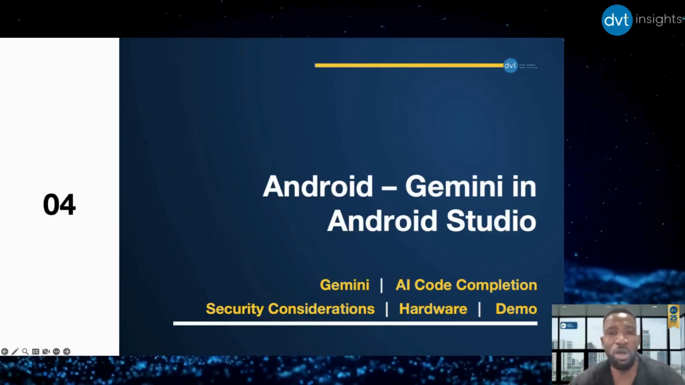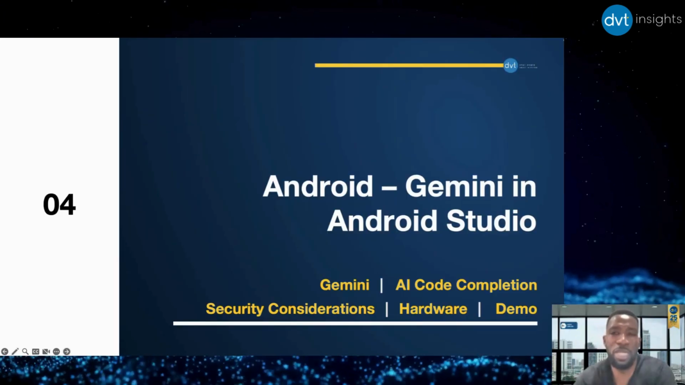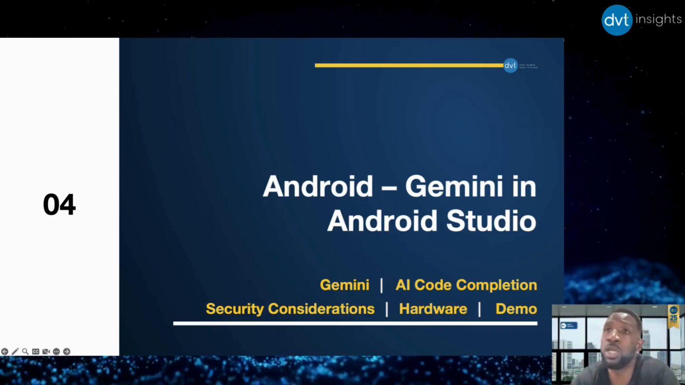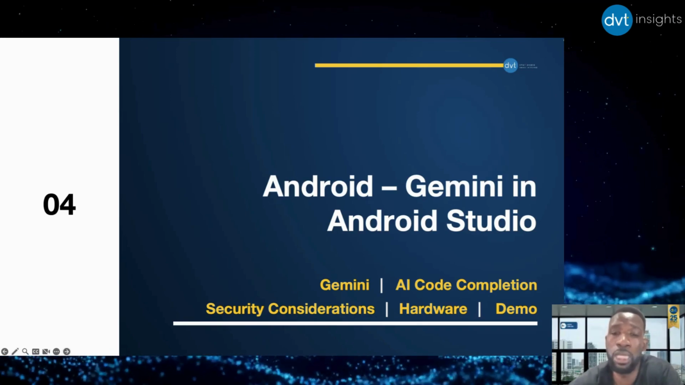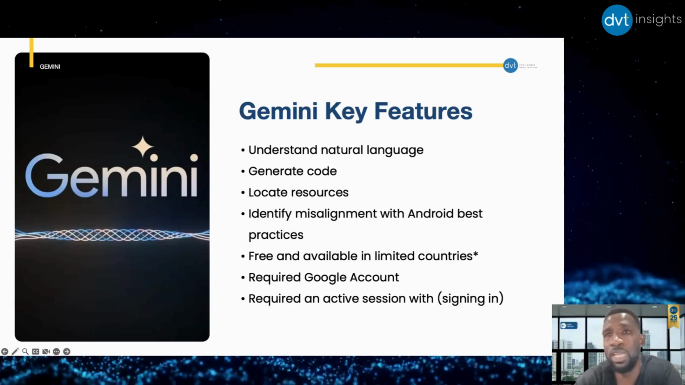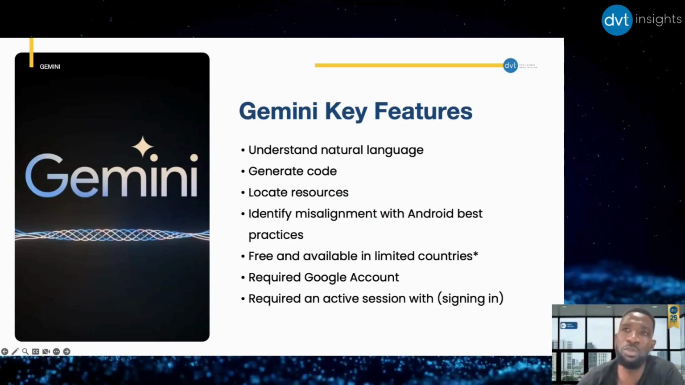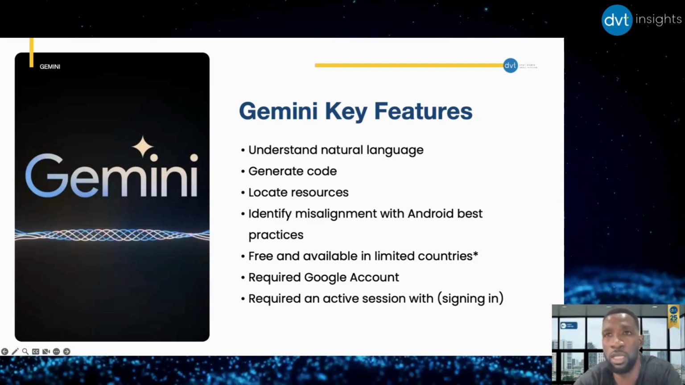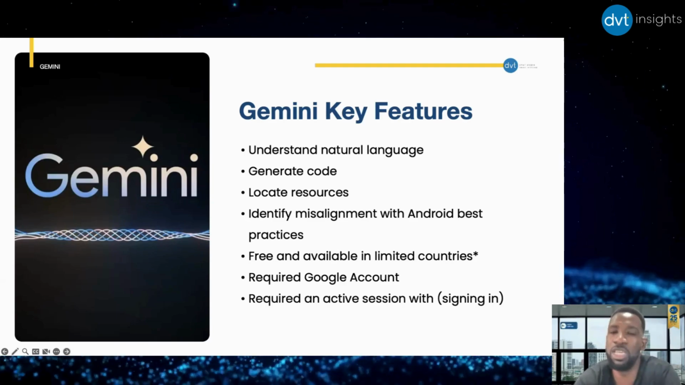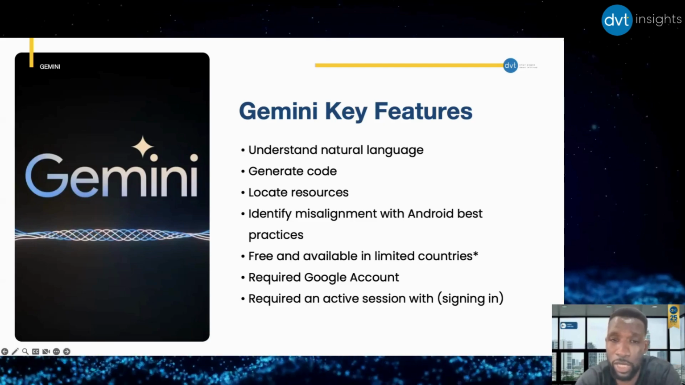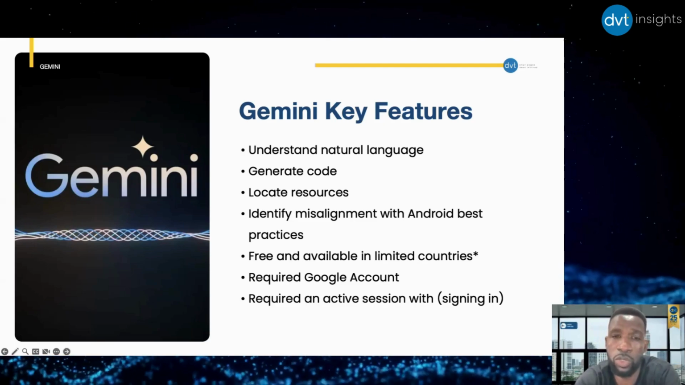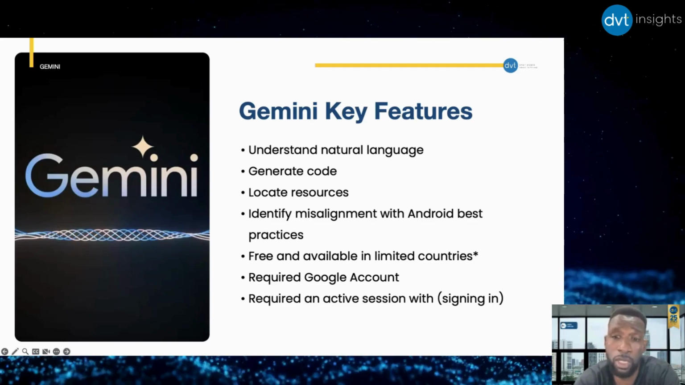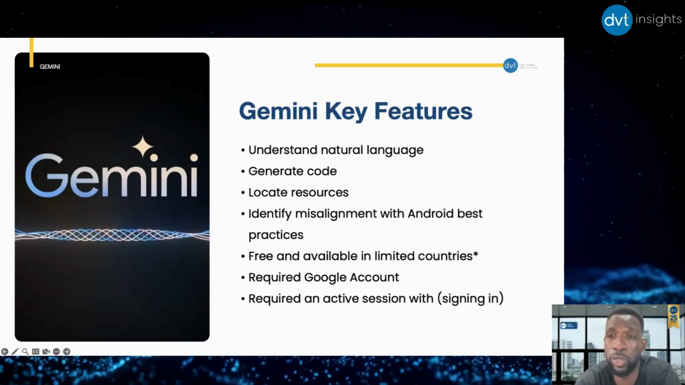Switching quickly to the Android journey, we're going to kick off with Gemini. And why Gemini? Because Gemini is the one that is closer to the Android SDK. Being owned and developed by Google makes it a tool that does not have a lag in terms of features compared to the Android and Kotlin SDKs. So what are the features of Gemini? It understands natural language, generates code, looks at resources. The one important thing that I want to draw your attention to is it is free, but it requires a Google account. So you will need to create a Google account.